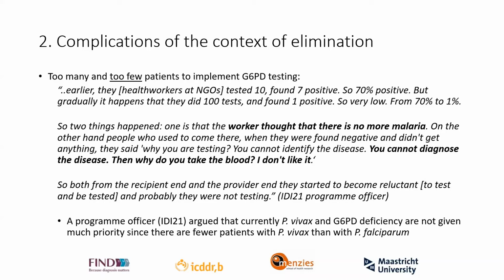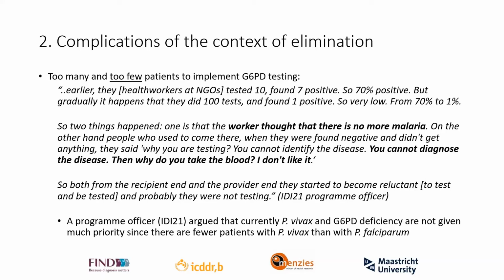So earlier, the health workers from the NGO tested 10 and then found 7 positive cases. So that would be 70%, but later on, gradually, it turned to 1%. So two things happened. One is that the worker thought that there is no more malaria, and on the other hand, the people who used to come there, when they were found negative and didn't get anything, they said, "Who are you testing? You cannot identify the disease. You cannot diagnose the disease. Then why do you take the blood? I do not like this."